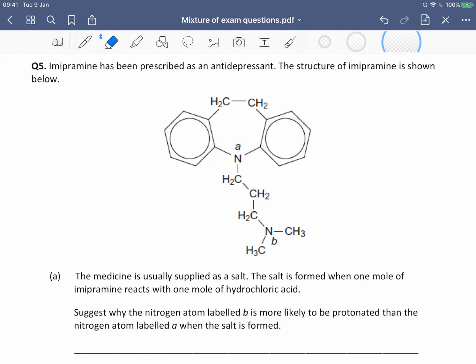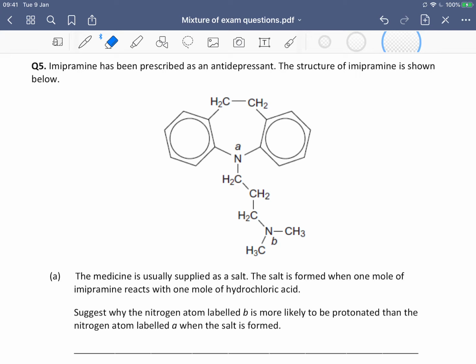Okay, so now we're on question 5. The text before any of the parts of questions is: imipramine, I think that's how you pronounce it, has been prescribed as an antidepressant. The structure of imipramine is shown below, and then they give us a structure. So thinking about what's likely to be useful, the name imipramine isn't useful at all. The amine part tells us it's an amine, but we can see that from the structure anyway. The fact it's prescribed as an antidepressant isn't useful, but the structure is clearly going to be relevant.